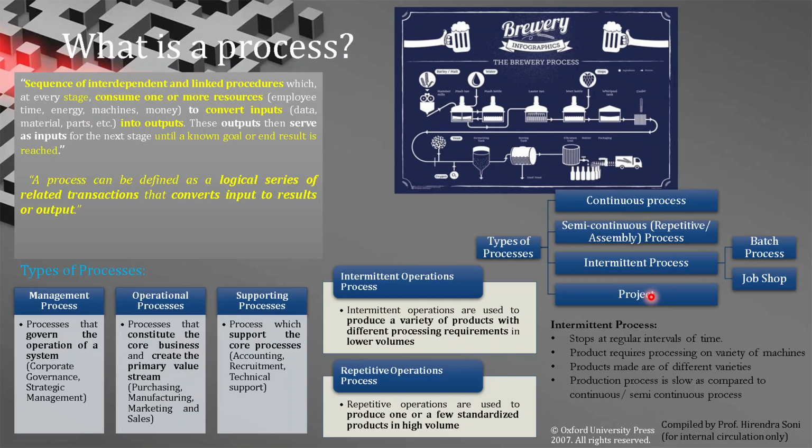Intermittent processes are those which are actually being repeated depending upon the requirements. Continuous processes, they will keep on happening. Intermittent processes stop at regular intervals of time. In case of intermittent processes, product requires processing on a variety of machines. Products made are of different varieties. Production process is slow as compared to continuous or semi-continuous processes.